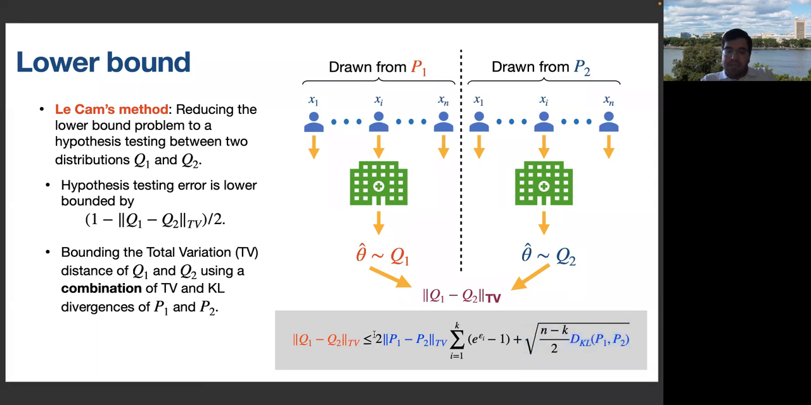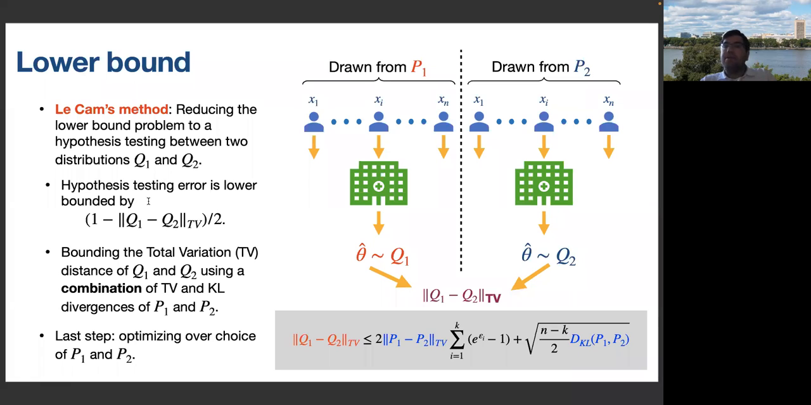And so this bound on total variation distance resonates with the upper bound that we constructed earlier. We plug this into the bound that we get for the lower bound problem. And the last step would be choosing the P1 and P2 in a way that they are adjusted so that we get the tightest lower bound. And this is a sketch of the idea for developing the lower bound.